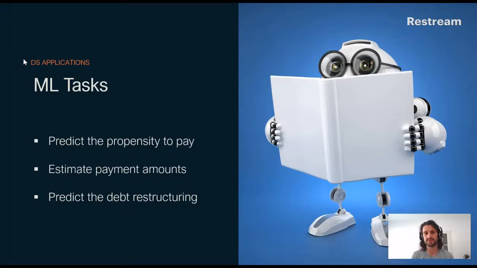So whether the debtor is willing to pay. So propensity is kind of willingness to pay. And it could be like the next 1 month or the next half a year. So it depends on the context.